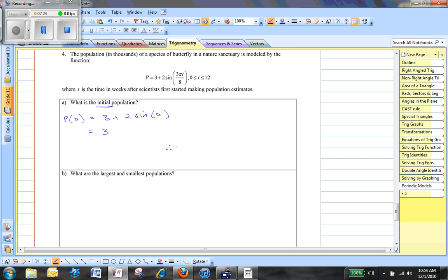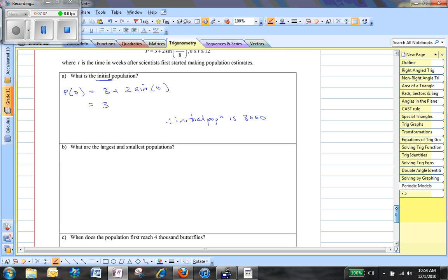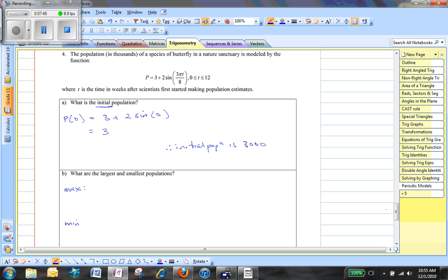Sine 0 is 0, so that's 3 plus 0, which is 3. Notice that the initial population is 3,000. It says what are the largest and smallest populations? Well, again, that's the maximum and the minimum. The principal axis is 3, the amplitude is 2, therefore the maximum is 3 plus 2, which is 5. So the max population is 5,000, and 3 minus 2 is 1, so the minimum population is 1,000.